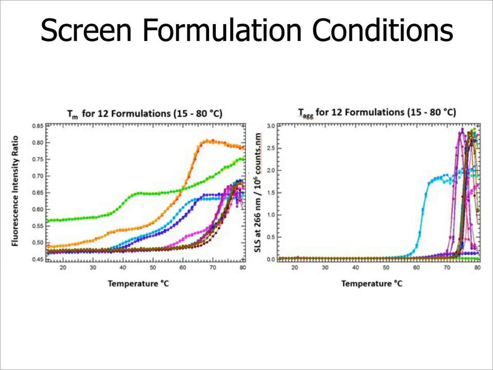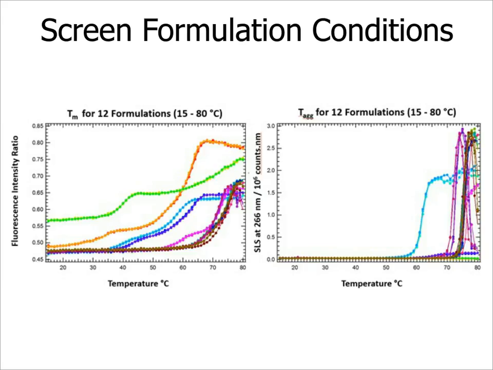On the right-hand side, we have the aggregation data. Again, you can see some of the formulations aggregated at different temperatures. They reached final endpoint values, and you can see that the order at which these things happened in the aggregation is not the same order as it happened in the unfolding.